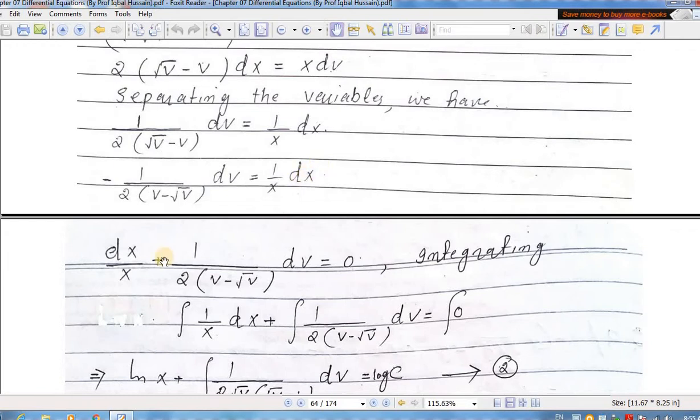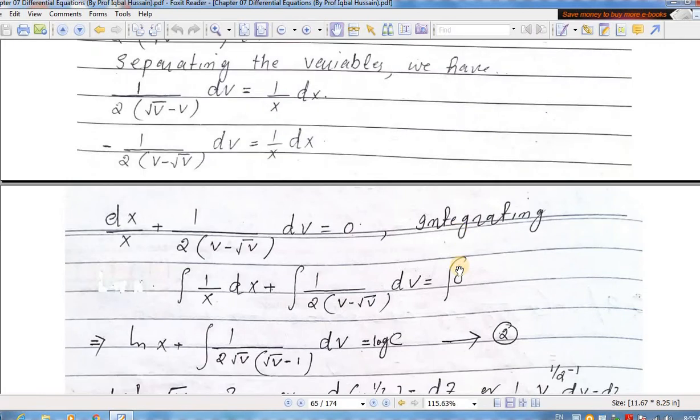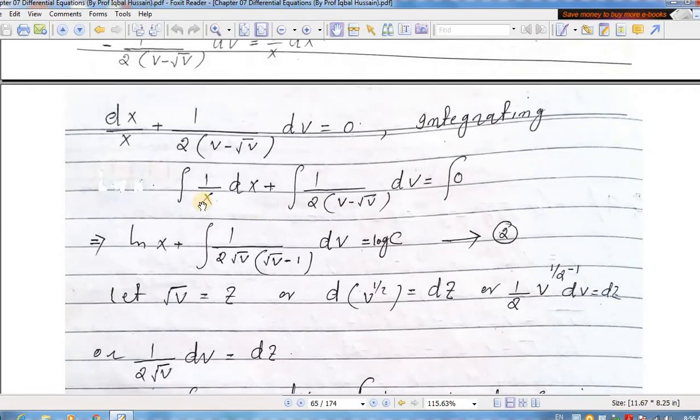This side is here, and on account of this negative we will transpose it to the other side, so both the terms are here, which will be 0. Integration of first term plus integration of second is equal to integration of 0. Integral 1 over x is log x.